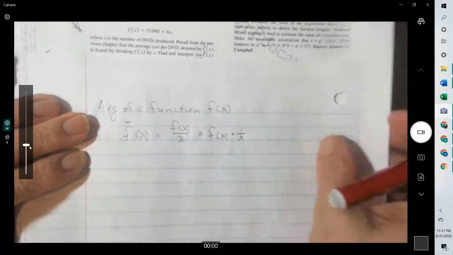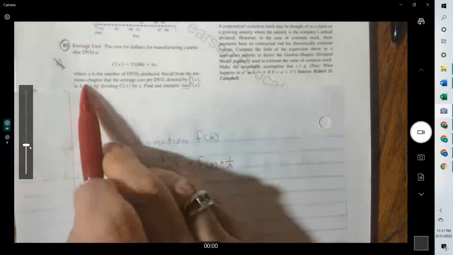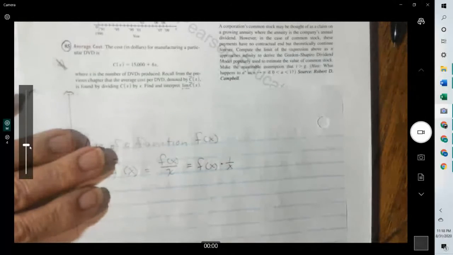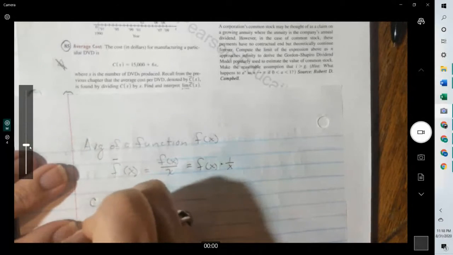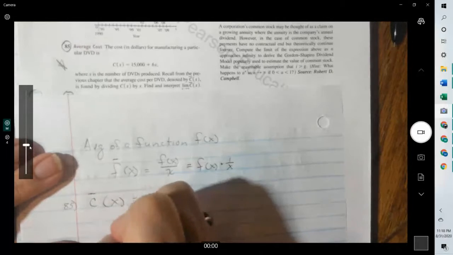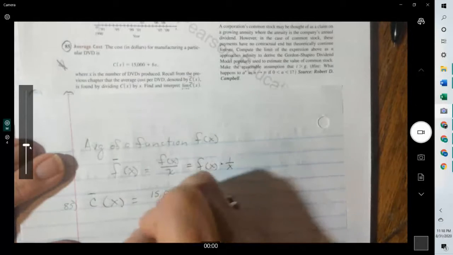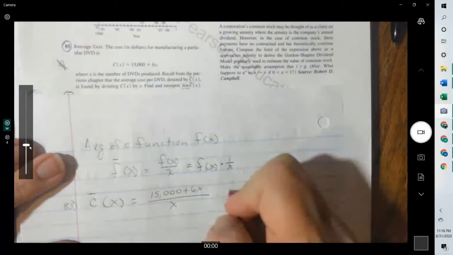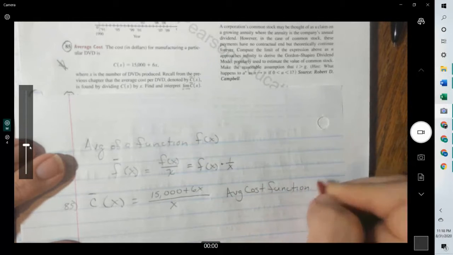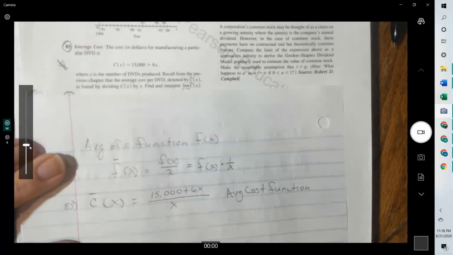So we have this problem, and it says to find the average, and then find the limit to infinity and interpret it. So to find the average cost, we take the function 15,000 plus 6x and we divide by x. And this is the average cost function. So if we plugged in x, it tells us what it would cost per unit rather than total cost.